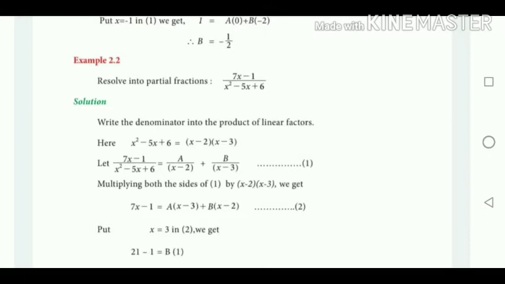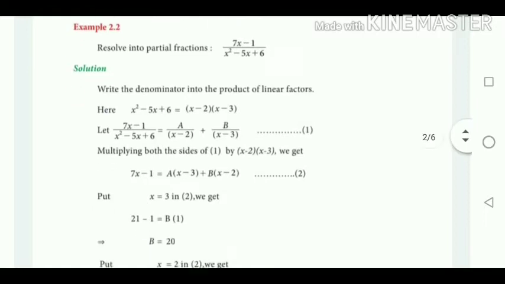Listen here, you have to follow three rules. The first step is to find the factors of the denominator. If you find the factors of the denominator, then next you multiply by the same factors, that is x minus 2 and x minus 3. After multiplying you are getting one equation.